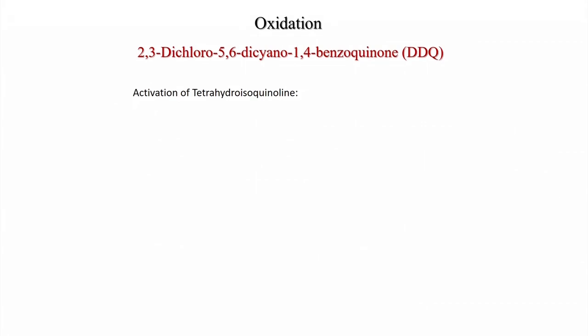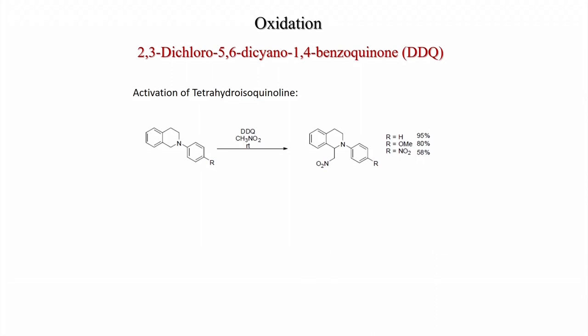Activation of tetrahydroisoquinoline: not only chromane, but quinoline and isoquinoline systems can also be reacted under DDQ. So with DDQ in nitromethane solvent at room temperature, if you have the N-phenyl system, you can get reaction with nitromethane. So C-C bond formation. Here also, in the mechanism, most likely an iminium ion is formed.